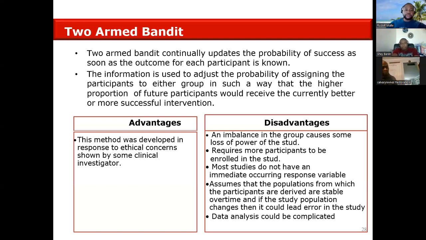This method was developed in response to ethical concerns shown by some clinical investigators, of course, on the basis of bias. The disadvantage of this is an imbalance in the group, which causes some loss of power for the study. That's true, because now, if a subject terminates the study prematurely, because the goal is that we're anticipating that every subject will complete the study, they will complete the 10 months treatment or everything that's supposed to be done. But if, unfortunately, for whatever reason, the subject decides to leave the study prematurely, then of course that just messes the whole thing up for the study.